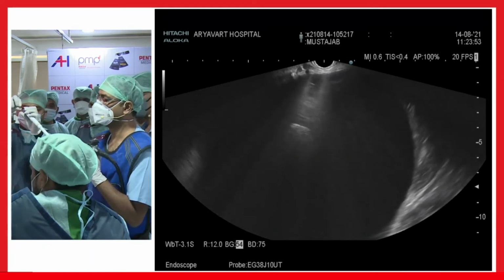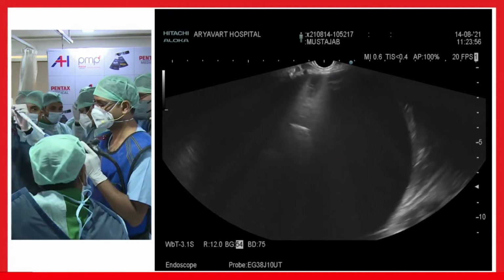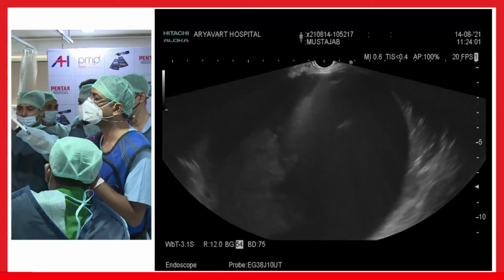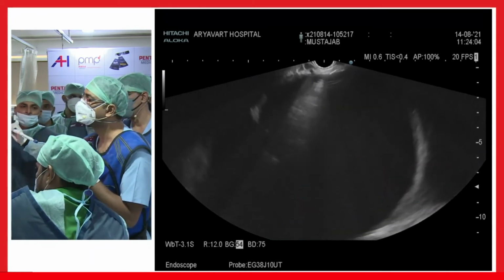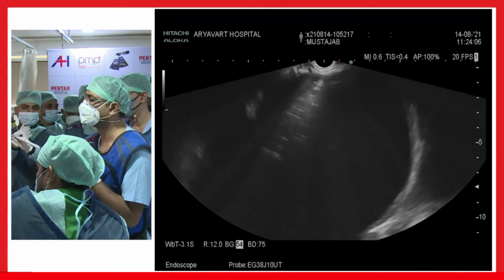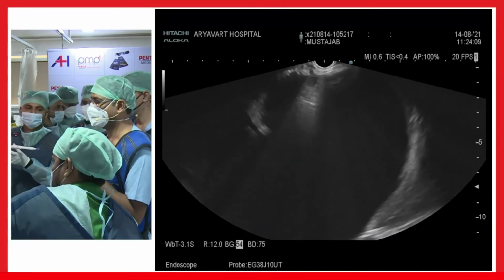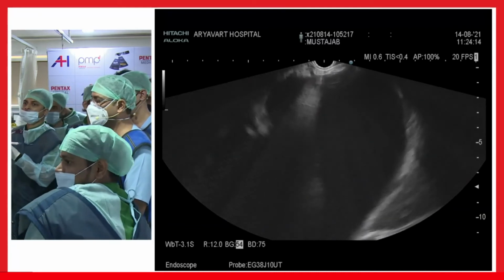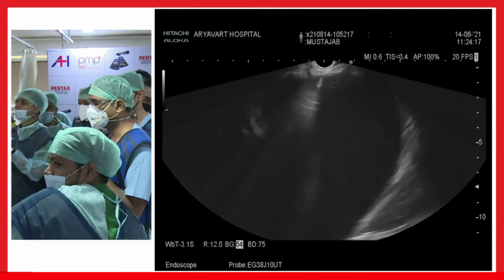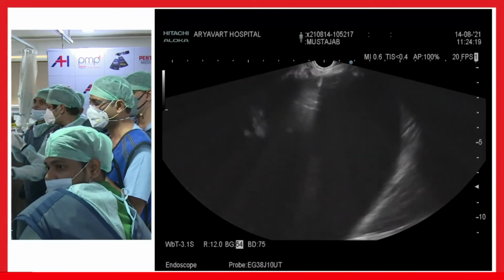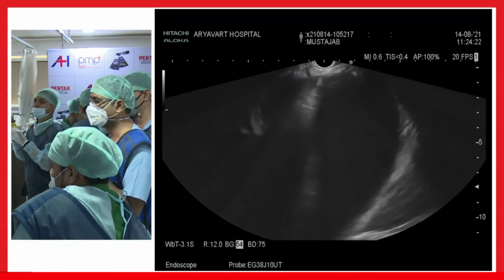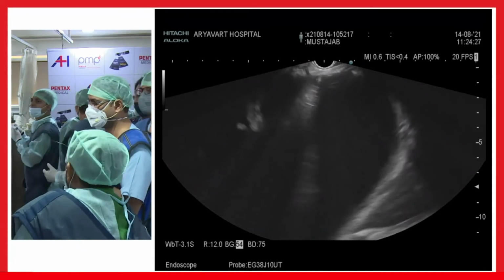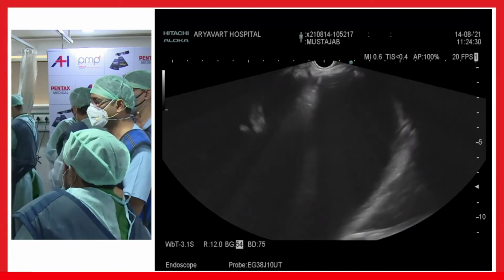So I will hold the wire. Can we have fluoro now? Yeah, fluoro. Just 1 second, I have to see whether the wire is visible or not. No, here is the wire. Sometimes in US, the wire would go in an oblique direction, so you have to fix the wire so that it is not moving in or out. You can see the position in the fluoroscopy also. Yeah, the needle is out.